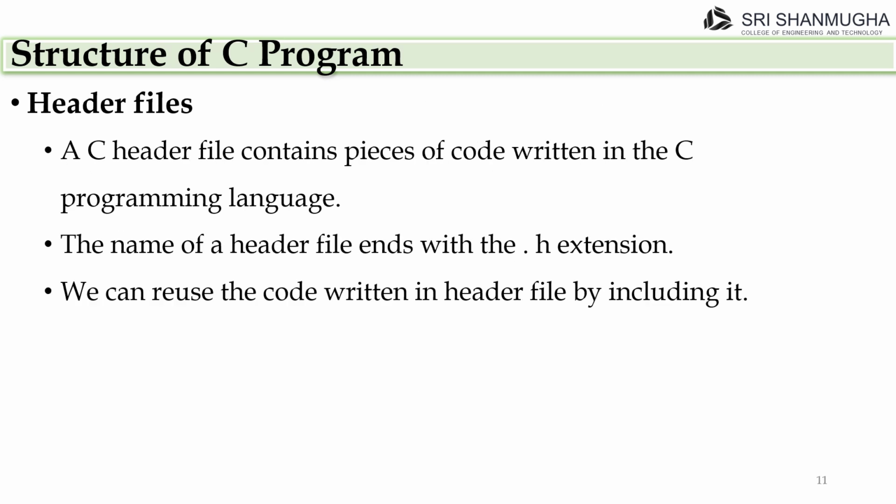A header file contains pieces of code written in the C programming language. With the help of the .h extension, we can include a header file in our program. So the name of your header file has the extension .h. We can use the predefined code by including that particular header file in your program, because all the predefined files have a particular set of functions or variables available. I can insert those things with the help of the .h extension.